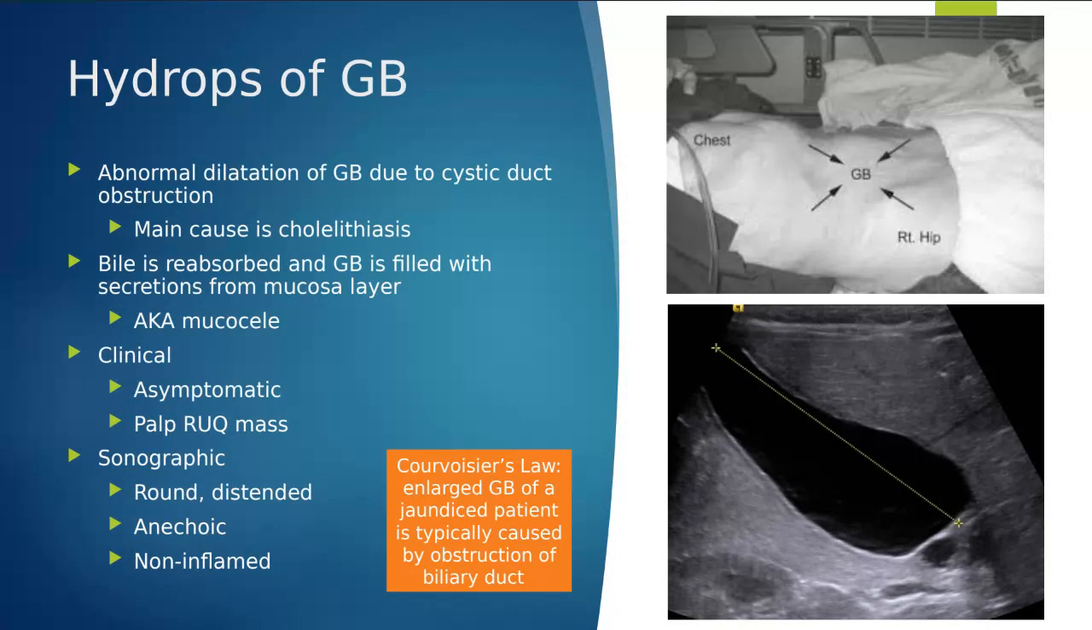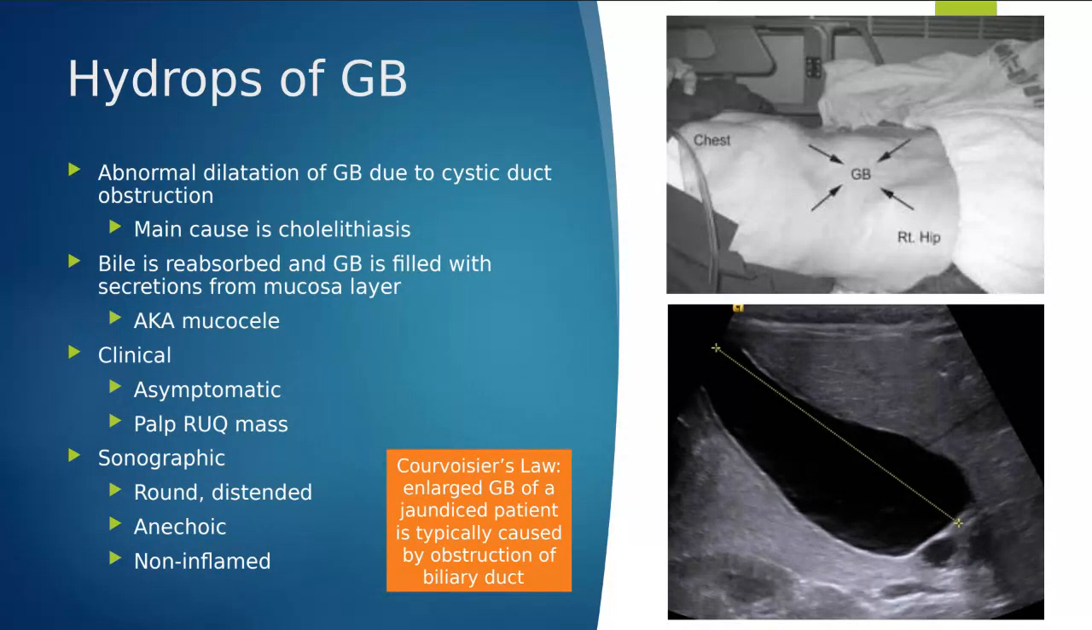Next, we have hydrops of the gallbladder. So this is something that we're actually not seeing too often, but when you are seeing it, it's pretty interesting. This is the abnormal dilation or dilatation, they both mean the same thing, of the gallbladder due to some type of obstruction in the cystic duct. The main cause is going to be, of course, our friendly culprit, cholelithiasis. When we have this abnormal dilation of the gallbladder due to that blockage further into the tree, the bile is actually going to get reabsorbed by the gallbladder itself, particularly by the gallbladder wall, and then it's going to refill itself with these mucosal secretions from that mucosal layer of the gallbladder wall. And this is the term that we give it, a mucocele.